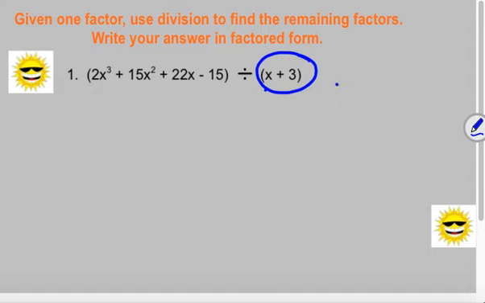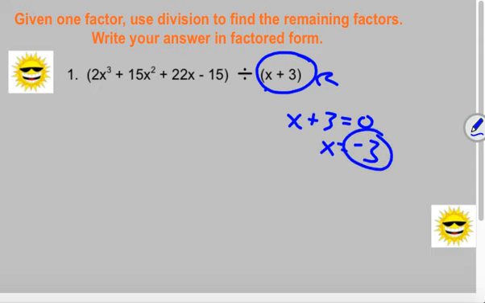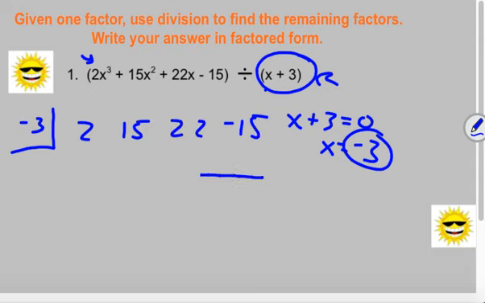So once again, here's our first factor. x plus 3 equals 0. That's going to give me x equals negative 3. So synthetic division. This is in degree of decreasing order, 3, 2, 1, and then the degree of the 15 is 0, because there's no x term there. 2, 15, 22, negative 15. Skip a space. Start working.